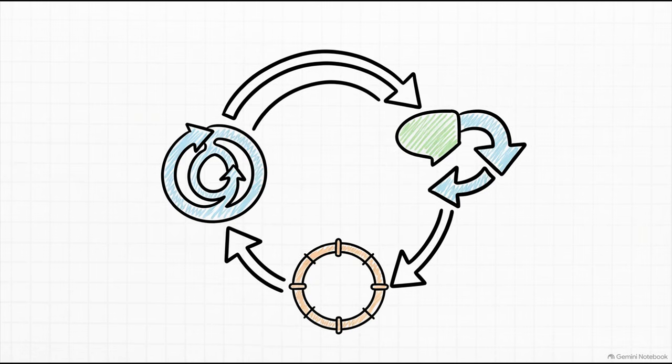Second is the do-while loop. The cool, unique thing here is that it guarantees the code executes at least one single time before it even bothers to check the condition. And third, the for loop, which is absolutely perfect for when you know the exact number of times you want to repeat something, like counting from 1 to 5.